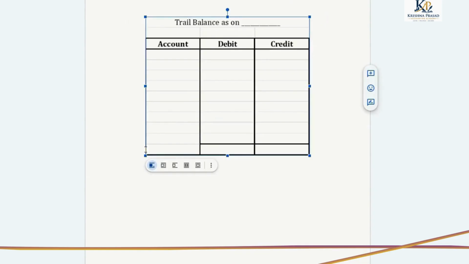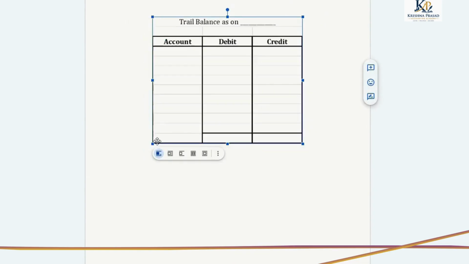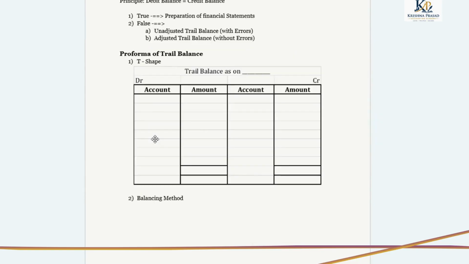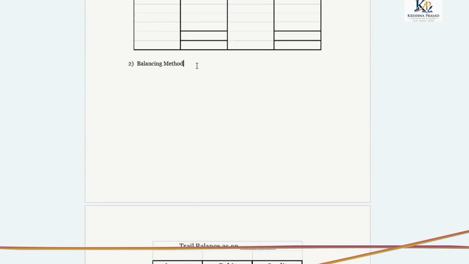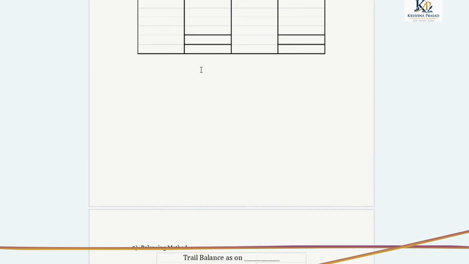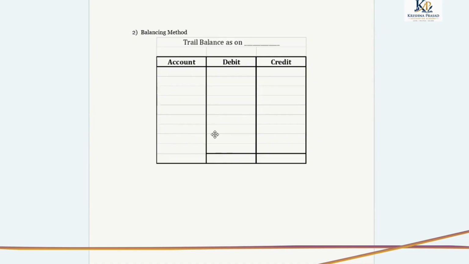Coming with the T-shape means again we'll think about the ledger. How the ledger is there, the same way we can think about it. So that's why always go with the balancing method. You can use the T-shape method too. Okay, so that's about the trial balance.